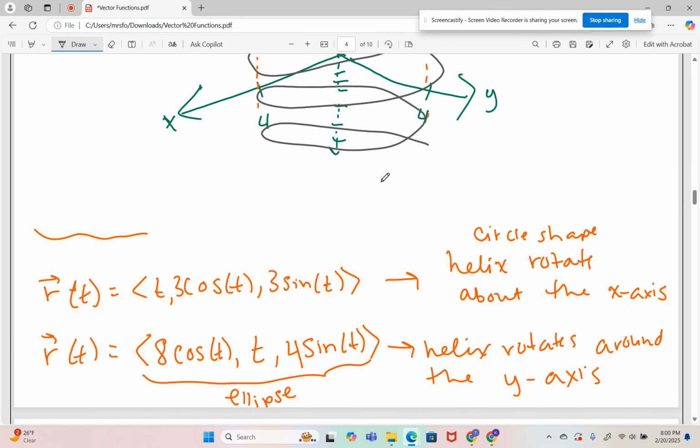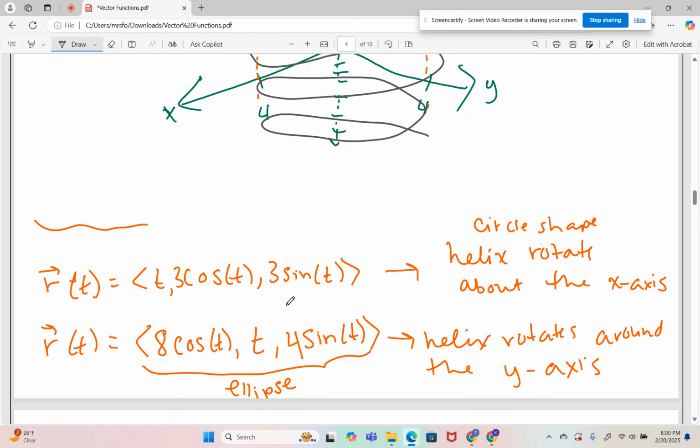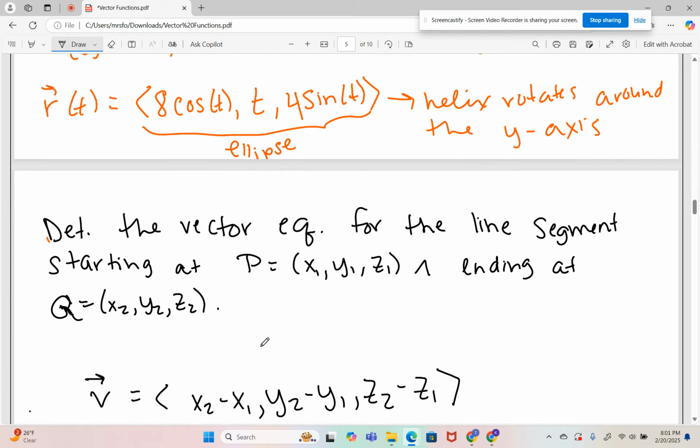And this is what I just said. I had written it out. So when your t is in the x component, that lets us know that the helix is going to circle the x-axis, or rotate about the x-axis, spiral around the x-axis. And then this next one, you see my coefficients were different. So this is an ellipse, and the helix would rotate about or around the y-axis. So getting those big ideas in our head.